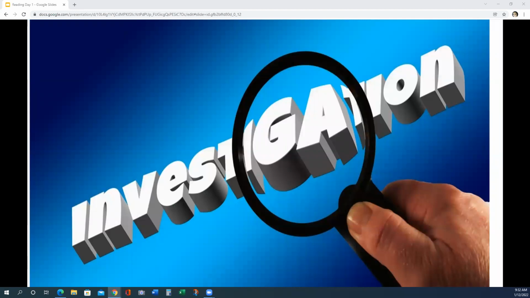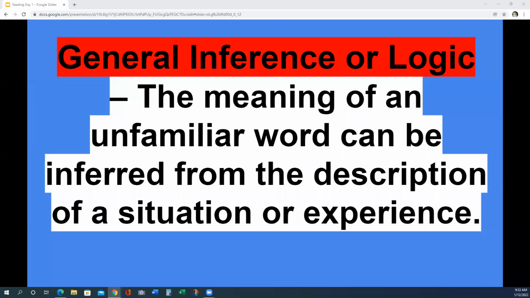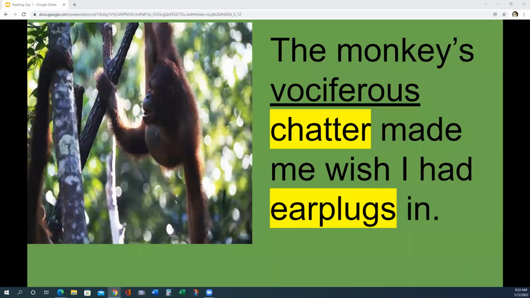Okay, so sometimes authors don't give us a lot to go on, such as an opposite or a comparison, like we've been talking about, but they may give us inferences. I love inferences. We use inferences every day, whether we realize it or not. General inference or logic is the meaning of an unfamiliar word can be inferred from the description of a situation or experience. So for example, the monkey's vociferous chatter made me wish I had earplugs in.